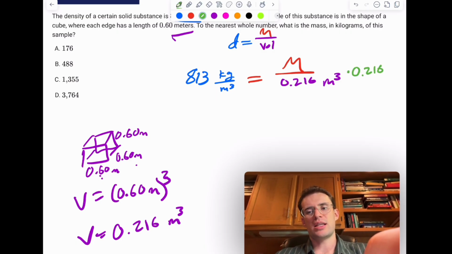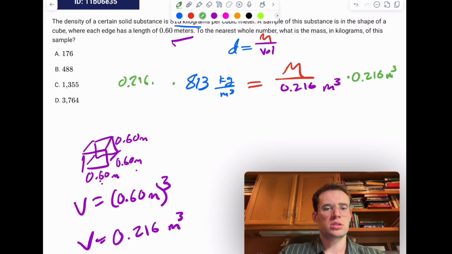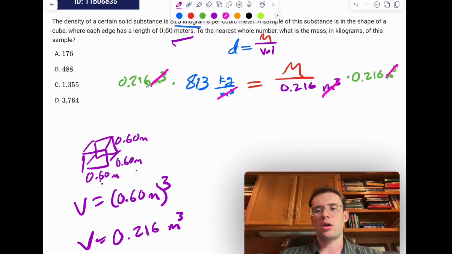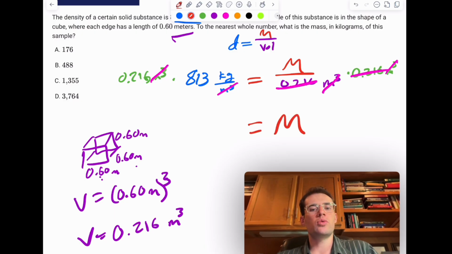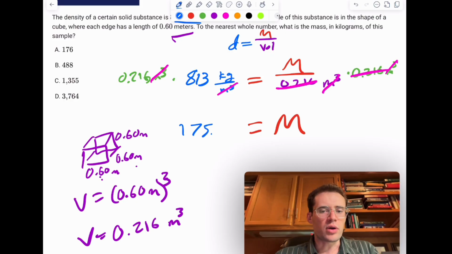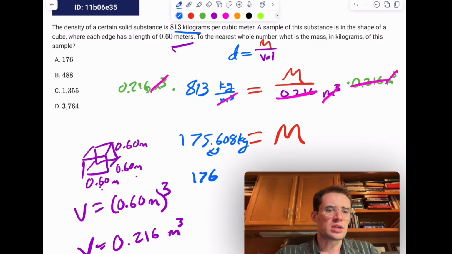So multiply both sides by this denominator, 0.216 meters cubed. And here the meters cubed will cancel out, meters cubed divided by meters cubed. So we're just left with kilograms on this side. 0.216 divided by 0.216 is 1. So we get that the mass is equal to 0.216 times 813 kilograms. 0.216 times 813 gives us 175.608 kilograms. And they say to the nearest whole number. So 0.6 will round up. That will give us 176, which is choice A.